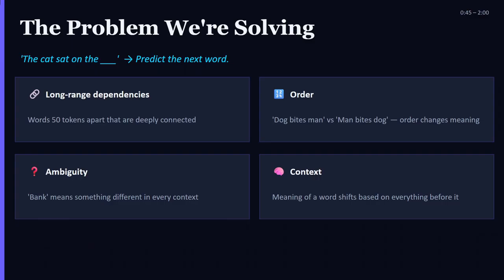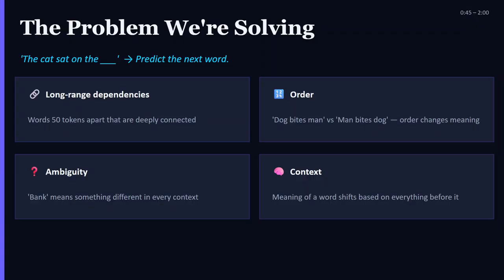So, what does a language model actually do? Before we talk about architectures, let's be crystal clear about the problem we are trying to solve here. A language model simply takes in a sequence of words or tokens and tries to predict what comes next. That's it. That's the core task. The cat sat on the mat dash. We are trying to predict the word mat here. Simple, right? But hidden inside this simple task is something deeply complex.